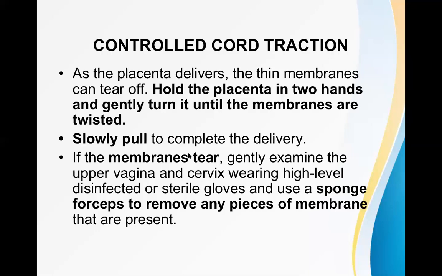Pull the placenta. If the membranes tear, gently examine the upper vagina and cervix wearing high-level disinfected or sterile gloves, and at the same time use a sponge forceps to remove any pieces of the membrane that are left behind. So what does that mean? Sometimes some of the membrane may be left behind in the cervix or in the upper part of the vagina or even inside the uterine cavity. We need to take them out completely, otherwise there is a chance of prolonged hemorrhage. So this is a part of active management of the third stage of labor.